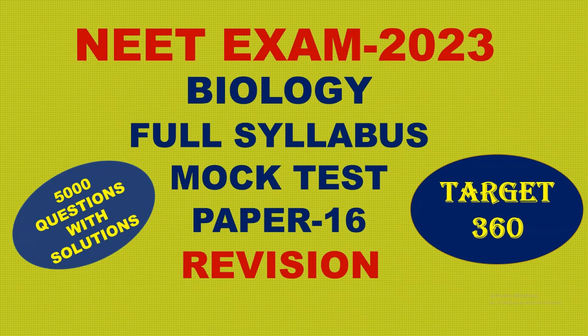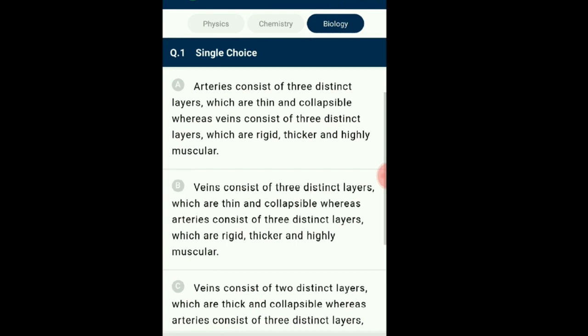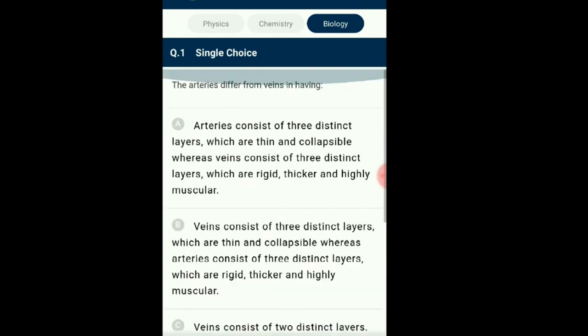Let us continue the question and answer. Question number 1. The arteries differ from veins in having. The pulmonary artery carries dark red deoxygenated blood from the right ventricle to the lungs, whereas the pulmonary vein carries bright red oxygenated blood from the lungs to the left atrium of the heart. Veins consist of three distinct layers which are thin and collapsible, whereas arteries consist of three distinct layers which are rigid, thicker, and highly muscular. So the answer for this question is option B.